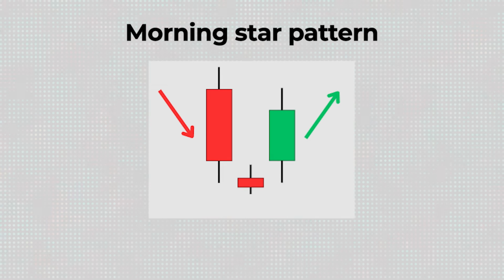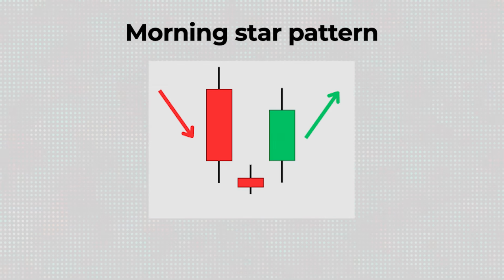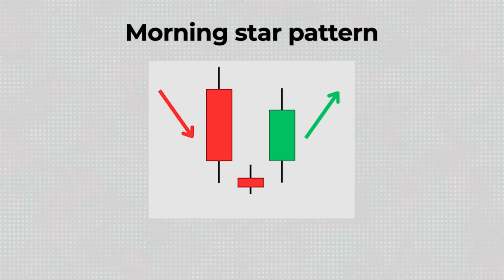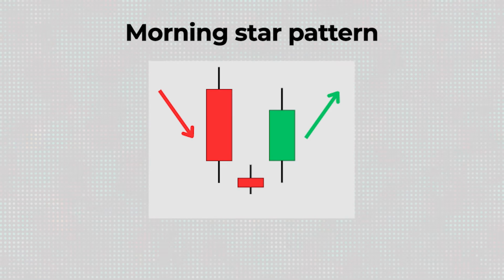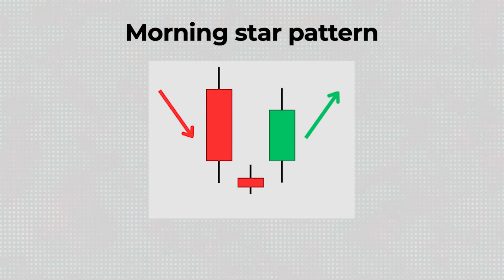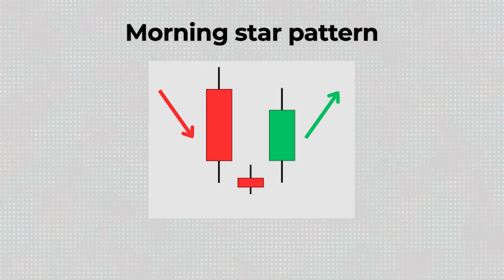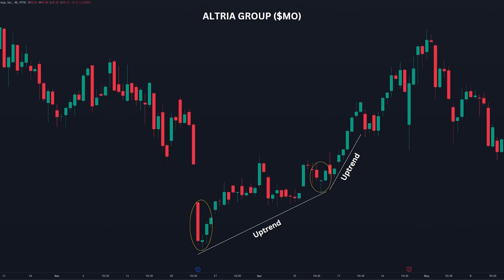It indicates that sellers initially dominated, but they lose the momentum to the buyers, who then take control and push prices up, making the shift from bearish to bullish pressure, which signifies a strong reversal from a downtrend to an uptrend. As an example, we will review the 4-hour chart of Altria Group, MO.